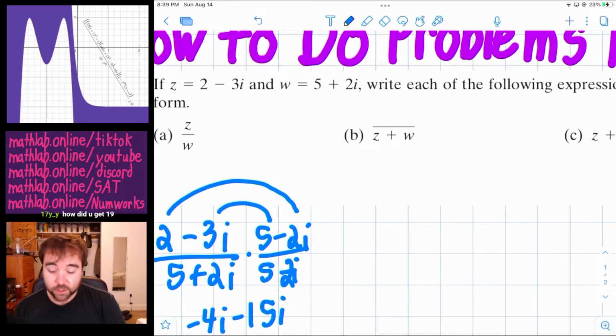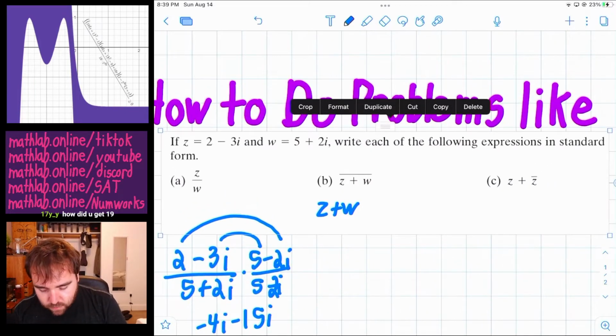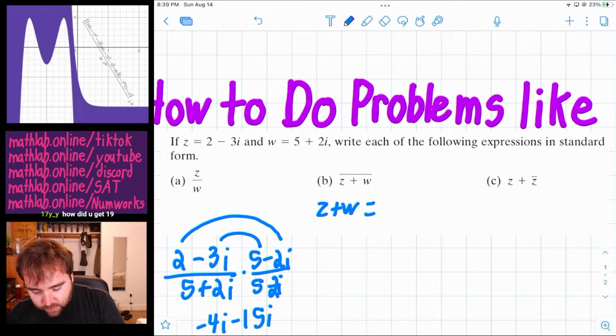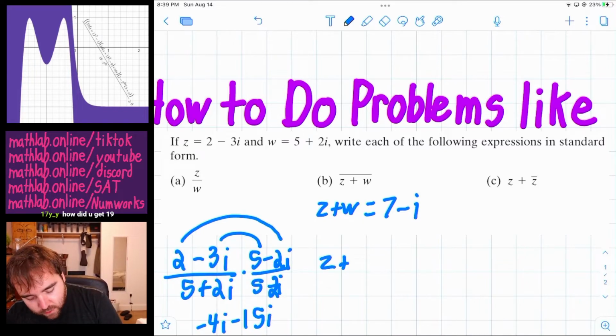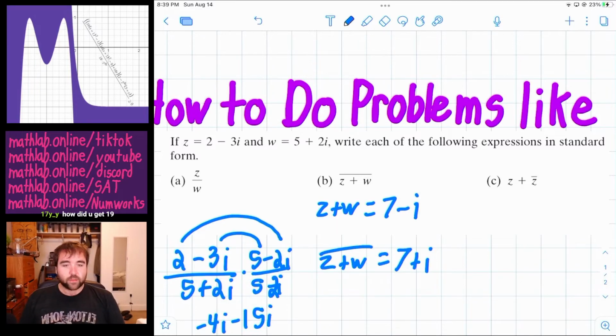So B, you see you're just adding them. So we can just even look at this up here. Well, no, we're adding them and then we're finding a conjugate. So I would prefer to first do Z plus W. Z plus W, and we can just look at that. That's going to be 7 minus i, negative 3i plus 2i, negative 1i. And then if we want the conjugate of that, the conjugate of Z plus W is you just change the sign on the imaginary part. So 7 plus i. There we go.